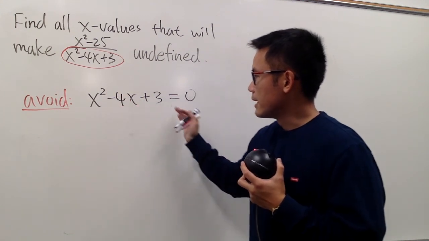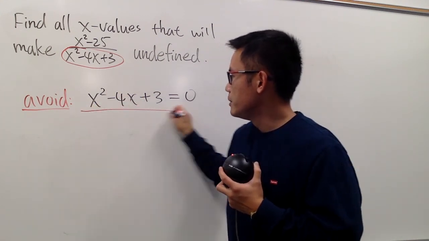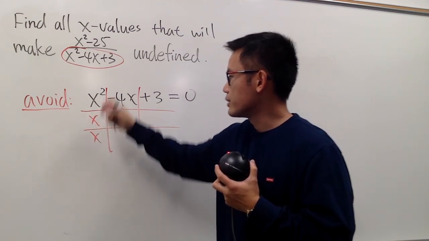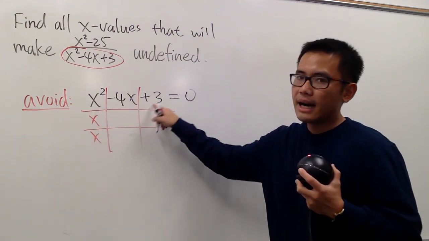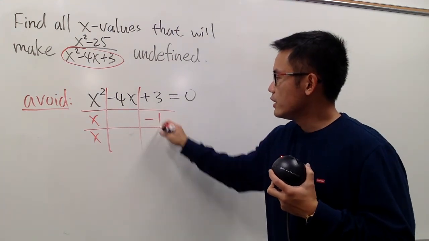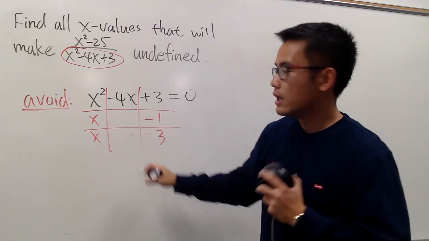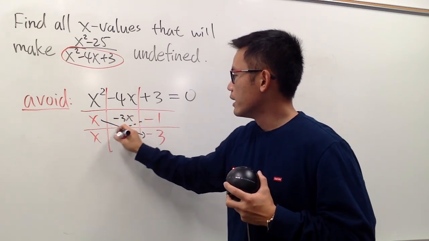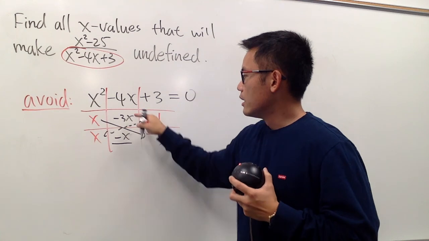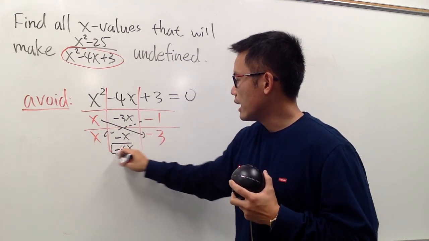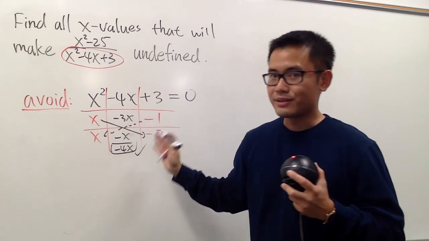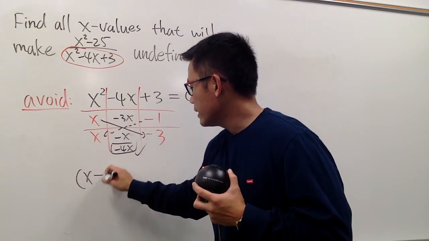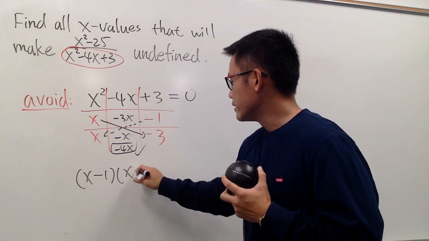X squared minus 4x plus 3, we can factor this, right? So let me show you with the tic-tac-toe method real quick. We know we have to have x times x to get x squared, and to get positive 3, let me use negative 1 and negative 3, because x times negative 3, that's negative 3x, and then negative 1 times x, that's negative x. Altogether, this is negative 4x, so that means we are correct, right? And now, the factoring is x minus 1 times x minus 3.